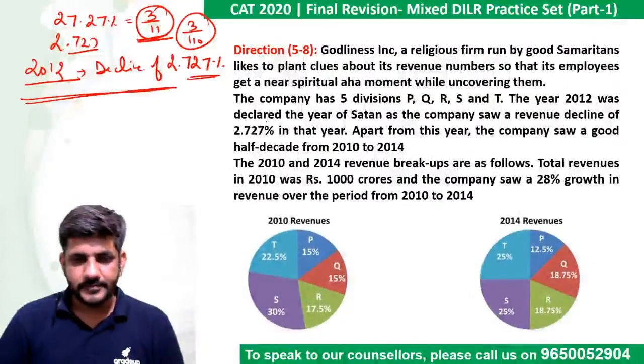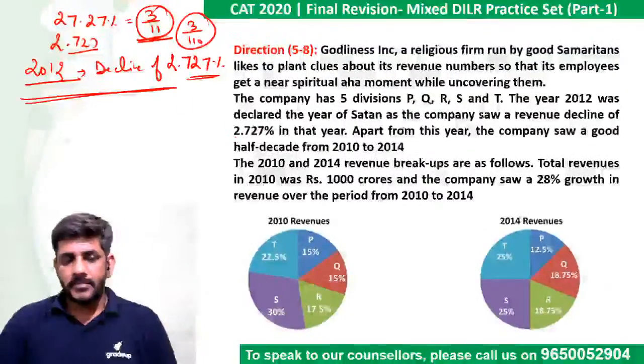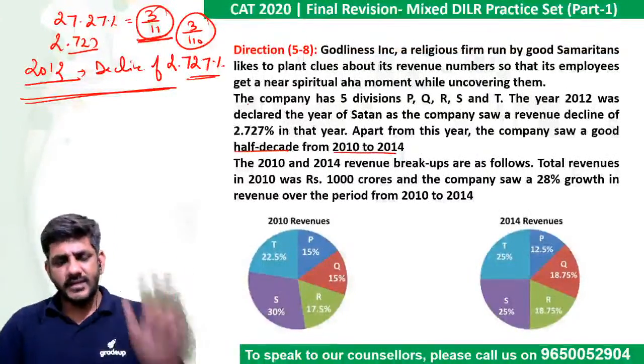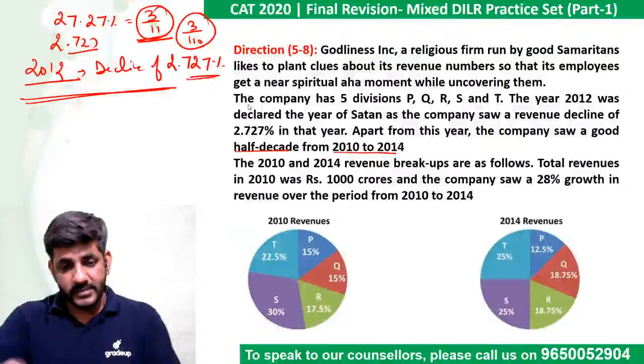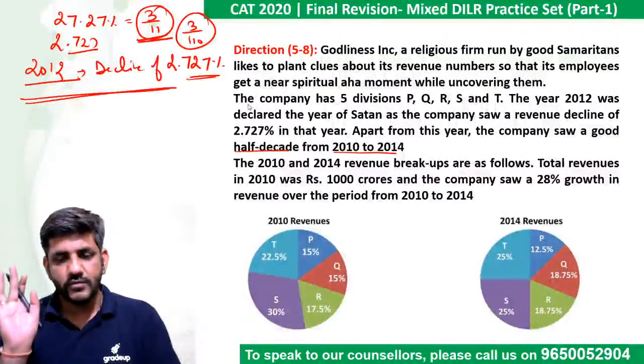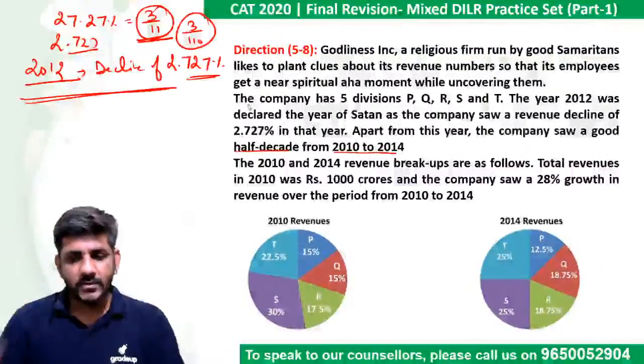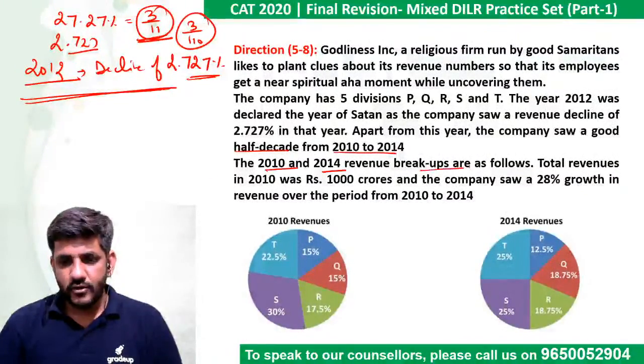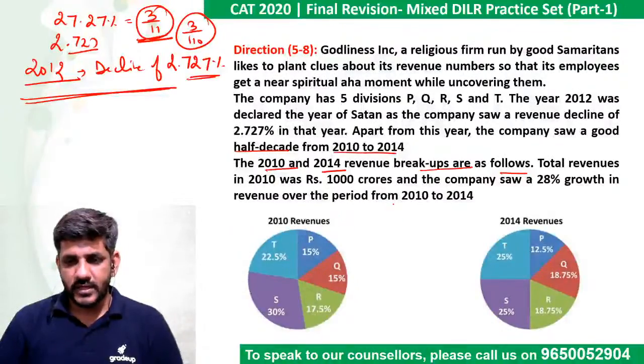Okay, so this is the only information that we have here कि 2012 में there was a decline of 3 by 110. Apart from this year, the company saw a good half decade from 10 to 14. इसका मतलब every year it increased. So apart from this, that is 2012 में there was a decrease. Otherwise, there was always an increase. The 2010 and 2014 revenue breakup are as follows. तो ये उन दोनों के revenue breakups हैं.